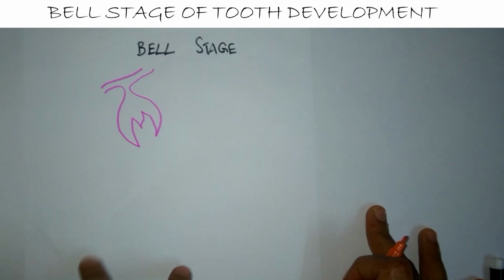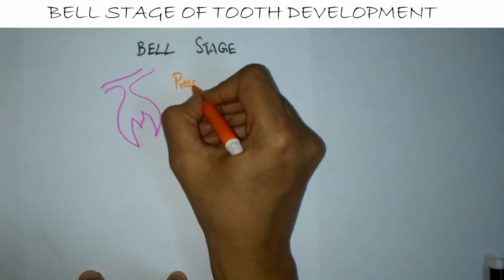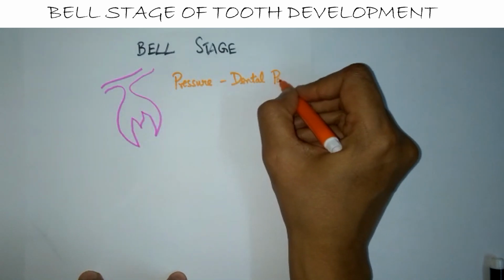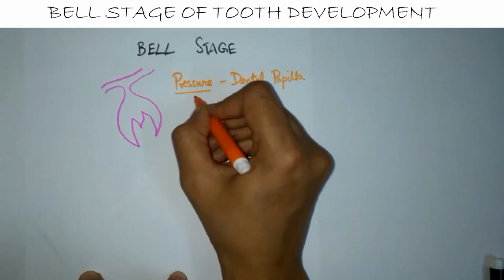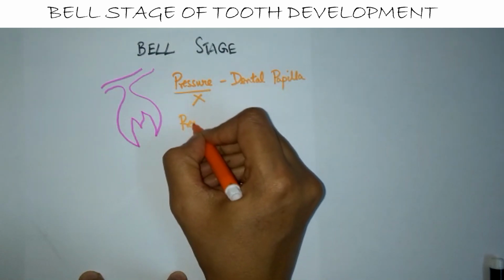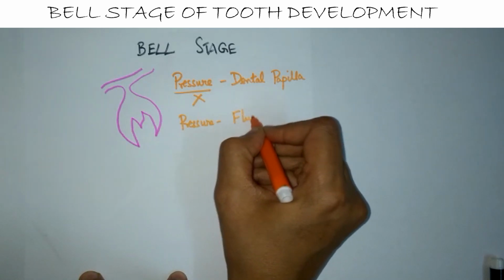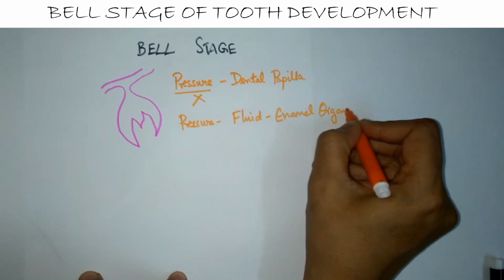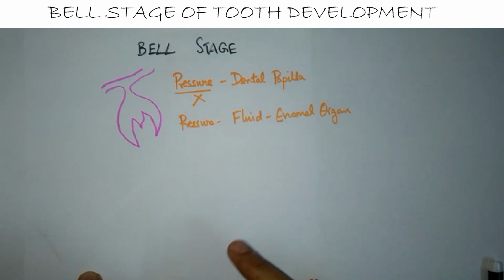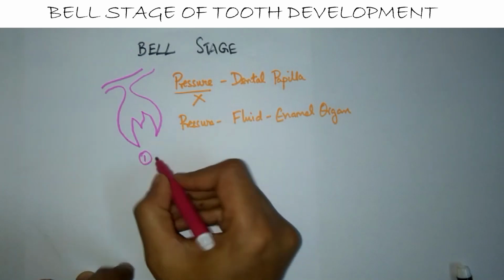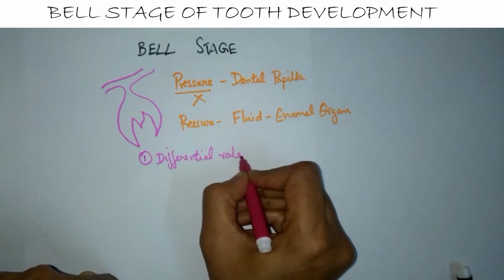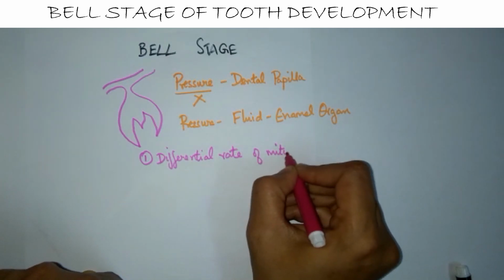Initially they thought it is because of the pressure exerted by the dental papilla cells on the enamel organ. But later it was found that this pressure is counteracted by the pressure exerted by the fluid within the enamel organ. So this theory is proved to be wrong. Now they have found out that the bell shape is achieved because of two things. One is differential rate of mitosis and difference in the differentiating time.